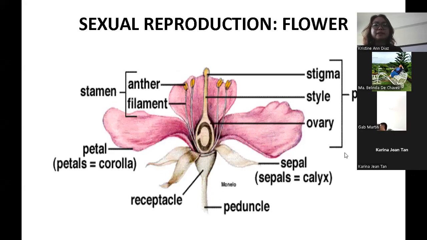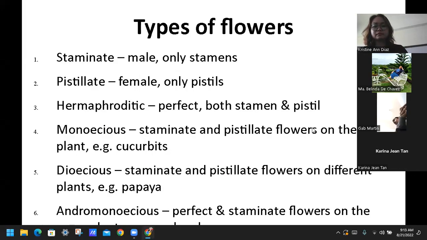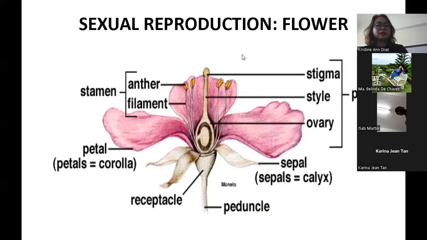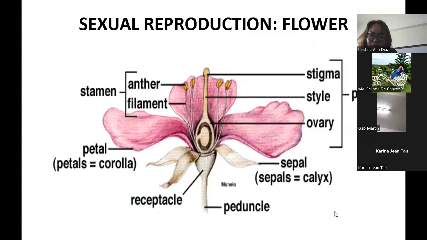So again, this is the complete flower. Why complete? Because it has a stamen, the male reproductive organ, and a pistil, the female reproductive organ.